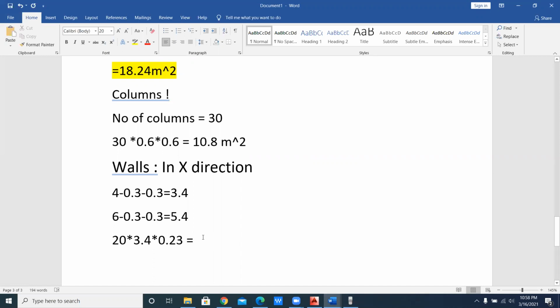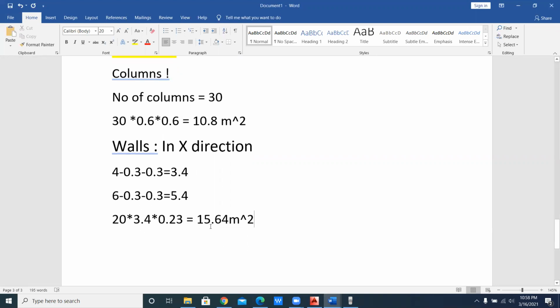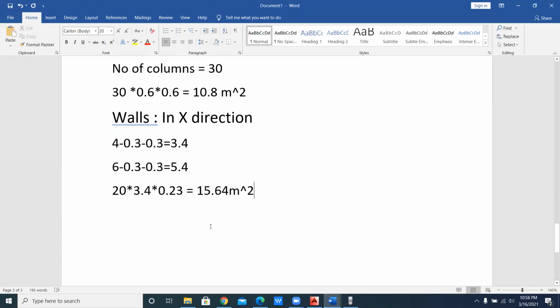Now first of all, what value will you get when you multiply with this? You will get 15.64 square meter. Any kind of building, you don't have to hesitate here. You can find it out from the calculation, not from the software. It's up to your choice now how you will calculate here.